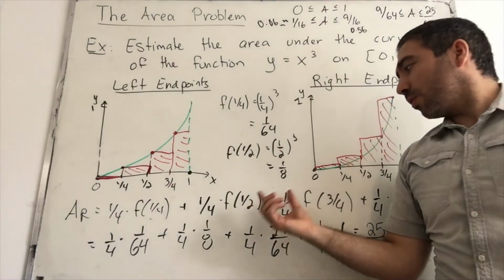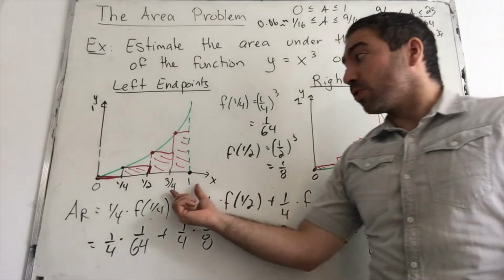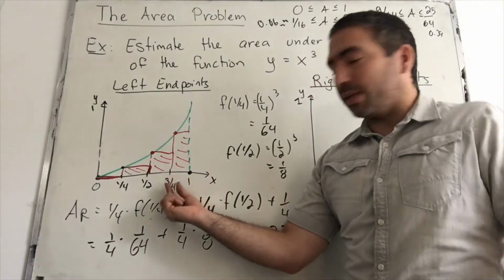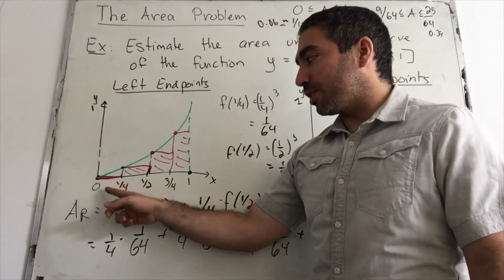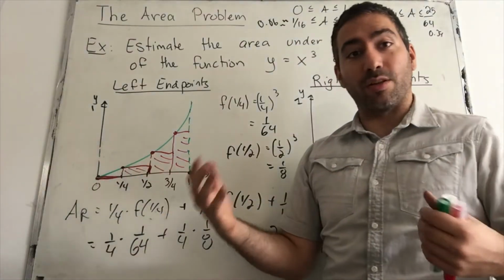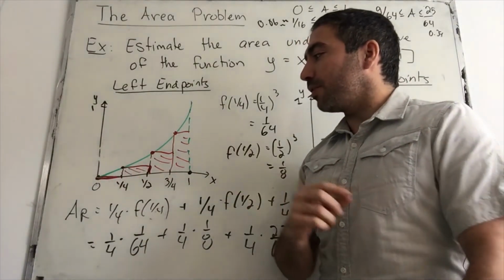Okay, so in order to get the actual value as close as possible, what's the smallest number we could think of? What's the smallest number that we could use? Obviously, if you take something that's extremely small, this would have a lot of rectangles and it will take a lot of time to do. But what's the smallest value that we know?